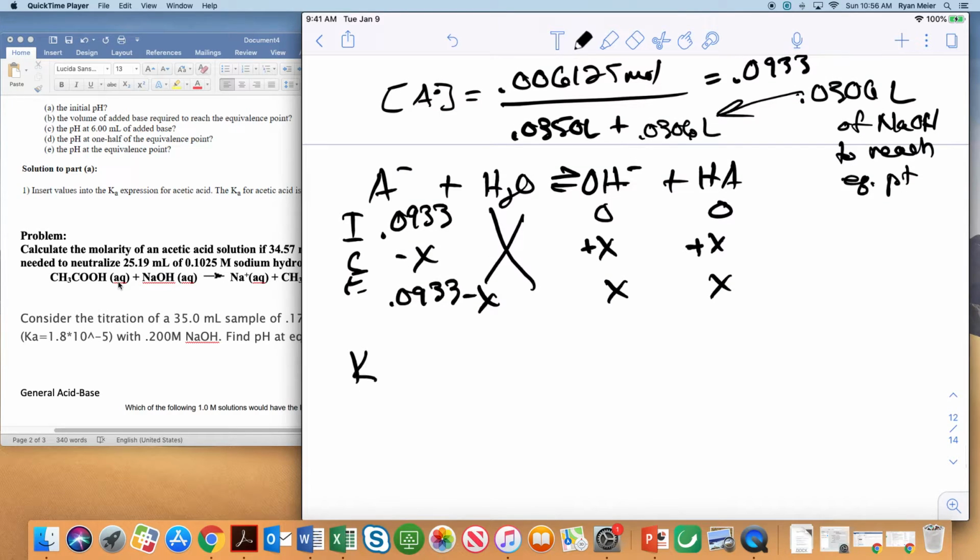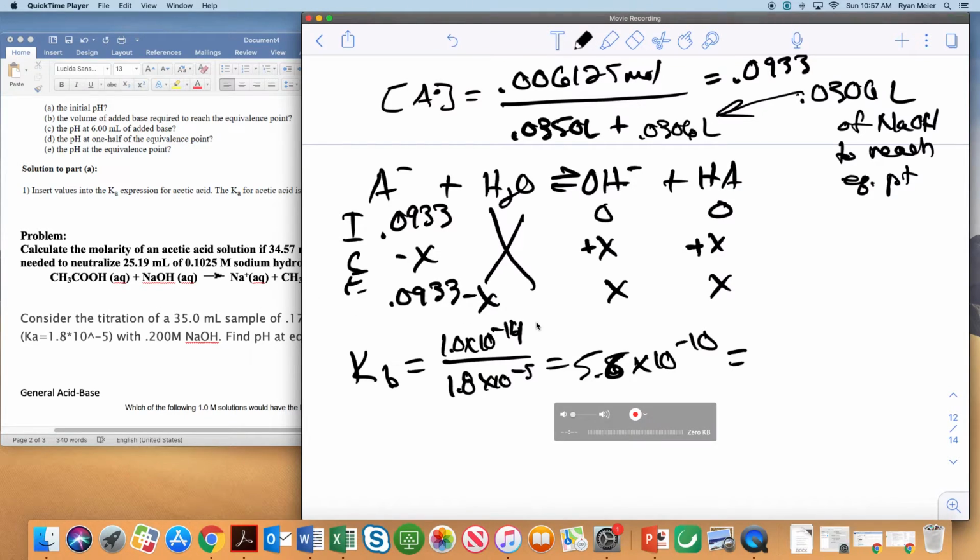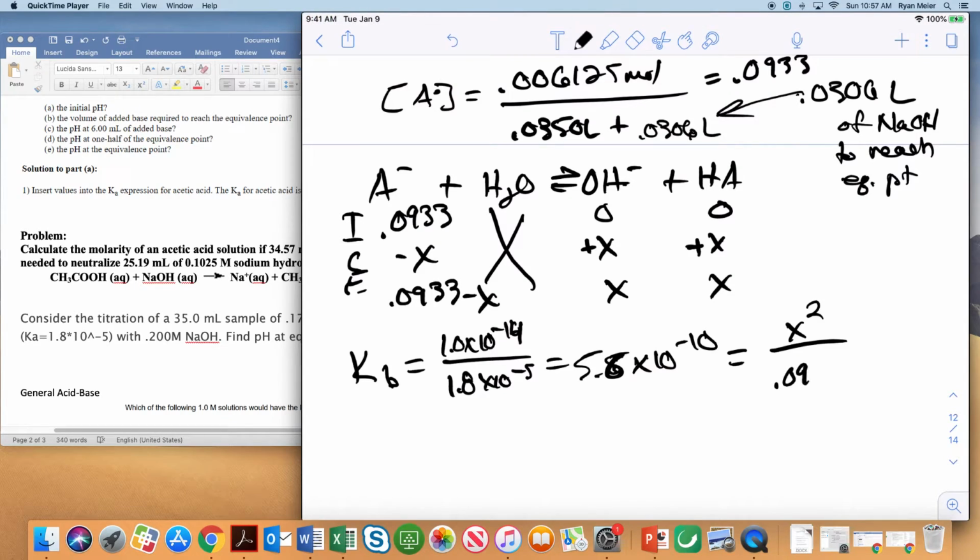And again, for my equilibrium expression, I actually don't want Ka, I want Kb, which is going to be Kw, 1.0 times 10 to the minus 14, divided by my Ka, and the problem was 1.8 times 10 to the minus 5, which is roughly 5.6 times 10 to the minus 10 for my Kb. So this is my Kb that applies to this reaction, and it is equal to x squared over 0.0933 minus x. I can treat x as small.